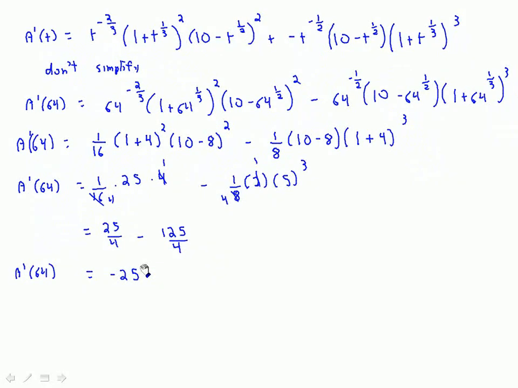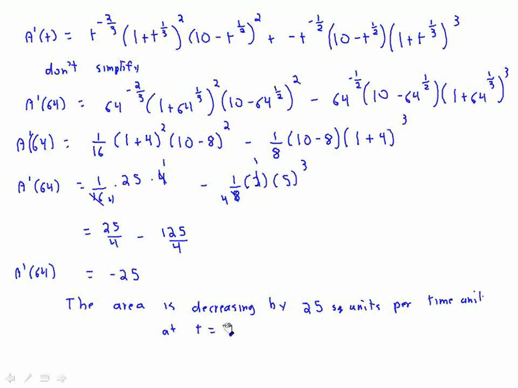And the rate of change of the area is negative 25. So the area is decreasing by 25 square units per time unit at t equals 64 units.